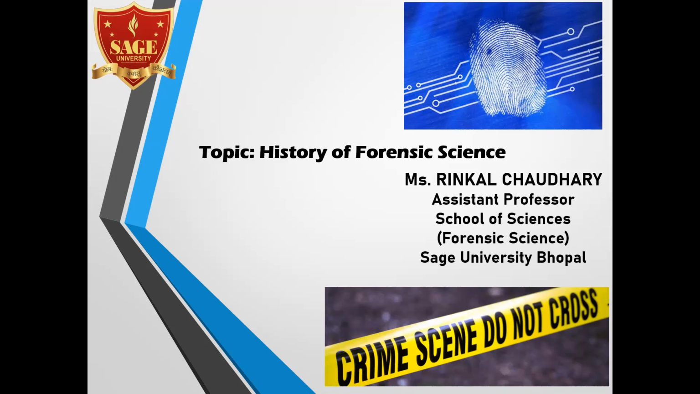Today, I would like to describe the history of forensic science. As we all know the definition of forensic science, what is forensic science, what is the application and the use of forensic science. Forensic science is the application of all applied sciences which is used in our criminal justice system and is useful to the law.